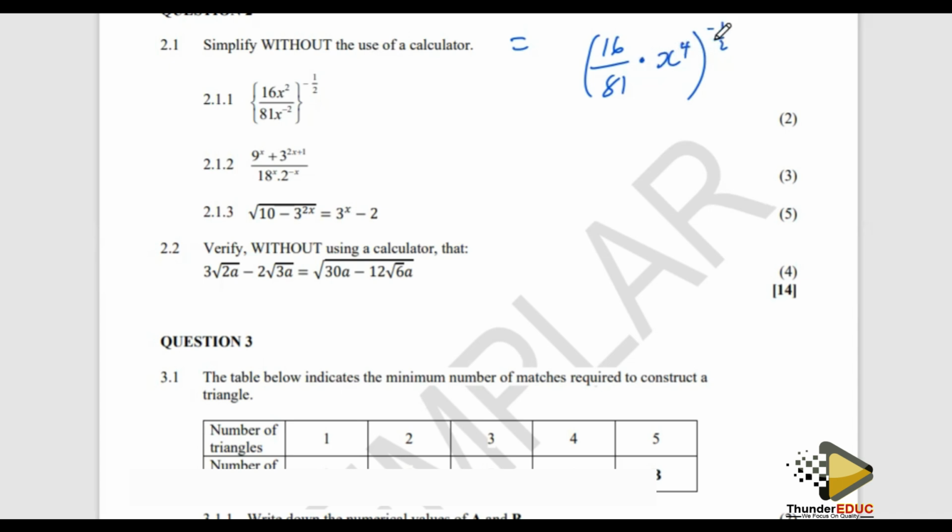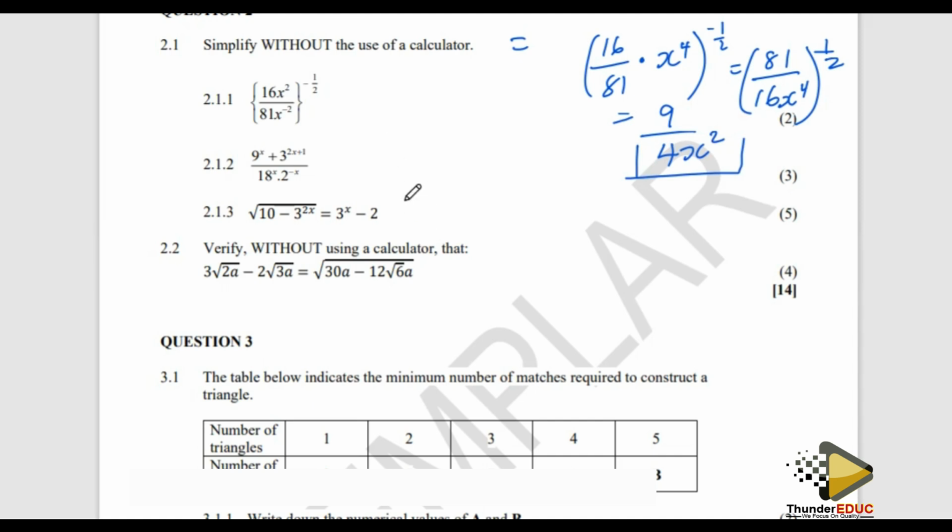Everything is negative, so I can switch them around so that I end up with a positive exponent. So it's going to be 81 over 16x to the 4, to the exponent of positive a half. Remember, negative exponents do switch around the numerator and denominator. Now, the exponent a half is the same as square root. So what is the square root of 81? It's 9. What is the square root of 16? It's 4. Square root of x to the 4 becomes x squared. So that becomes our answer.